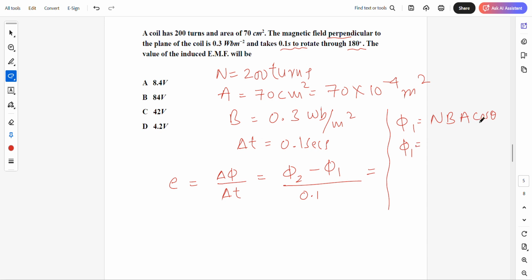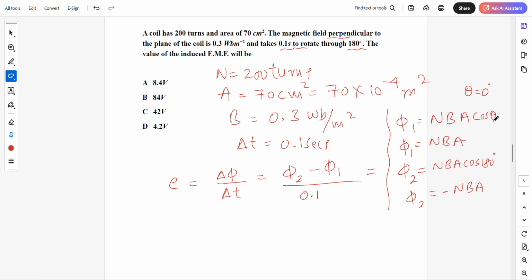Theta is how much? Theta is 0 in the very first case. Therefore, phi 1 becomes NBA directly, right? What is phi 2? Initially theta was 0 degree, right? Now, how much is theta? It is rotated through 180 degrees. Phi 2 is NBA cos of 180 degrees. Phi 2 will be equal to minus of NBA.